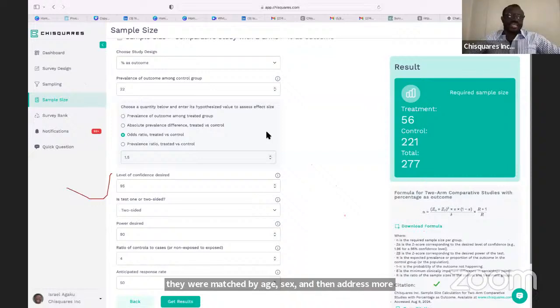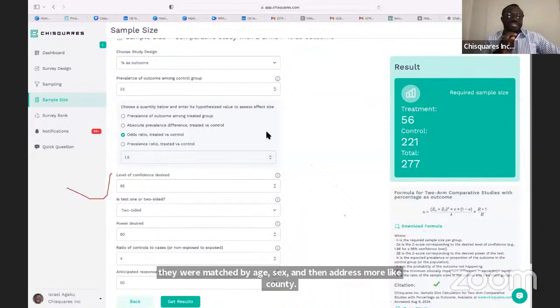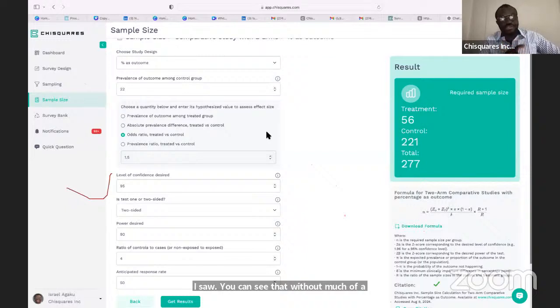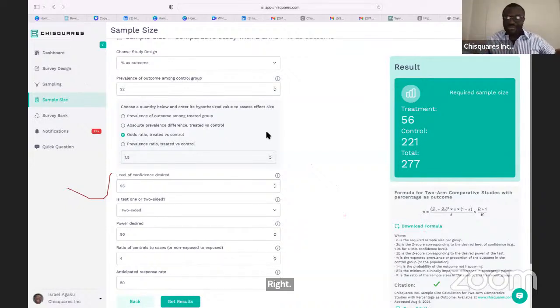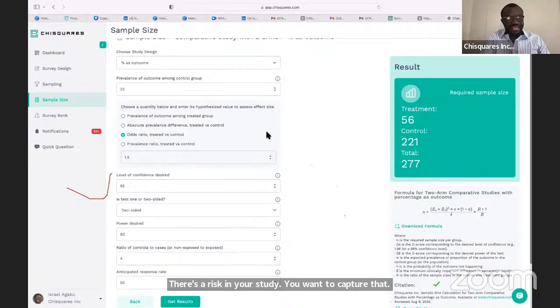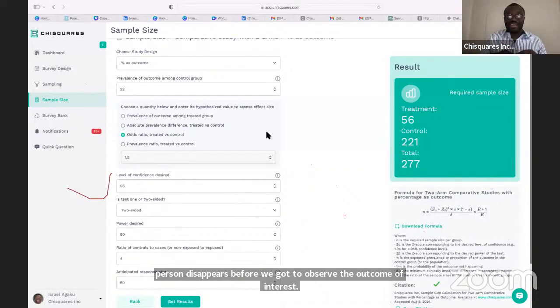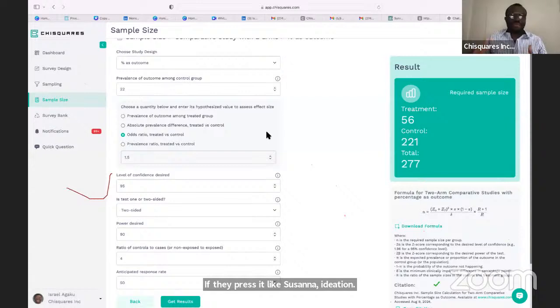Okay. And so you can see that without reading much of a study, one of the major considerations by the authors must have been the issue of competing risks, right? There's a risk in your study you want to capture, but competing risks are other things that take individuals and make them censored. Censorship epidemiologically means that the person disappears before we got to observe the outcome of interest. If the person, like suicidal ideation, if that is an exposure group, well, maybe that person will have killed themselves before we ever got a chance to really study the outcome of interest. So we've lost that person to competing risks.